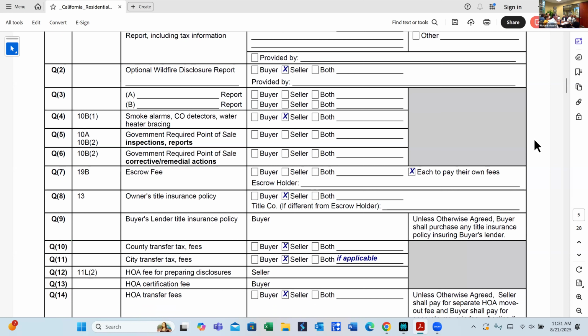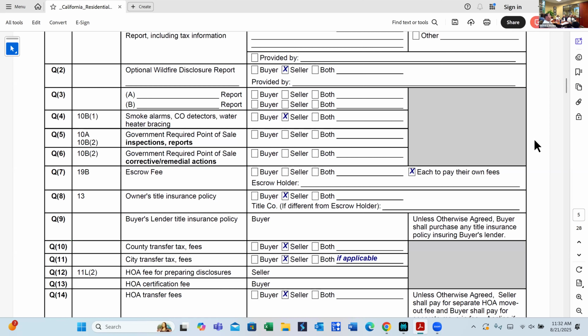Then section Q5 and Q6, government required point of sale inspections and reports, and then point of sale corrective remedial actions. Section Q5 report, it's talking specifically about reports. Now, the only aspect throughout Orange County typically that's required is something associated with water conservation and plumbing fixtures. Now, it is not a point of sale. And if you were to say the seller to pay, well, there is no report that's going to be issued.